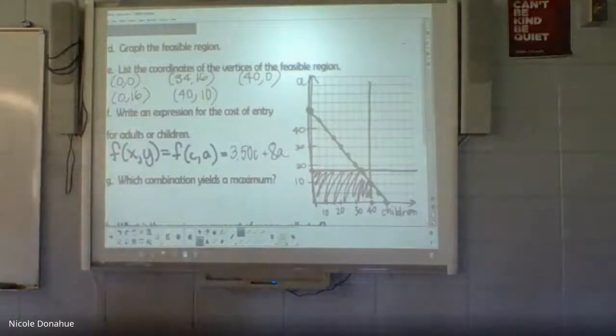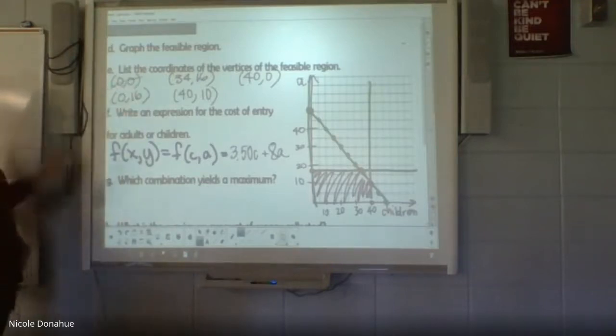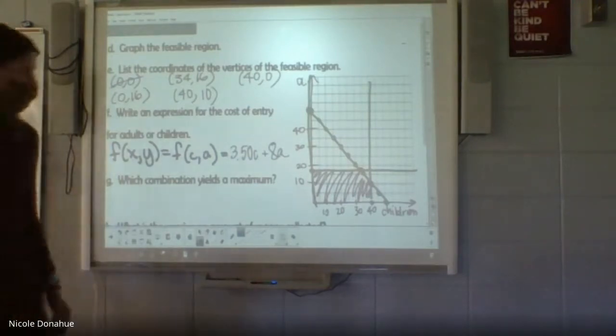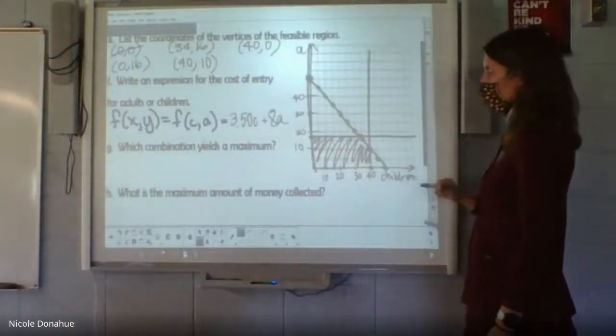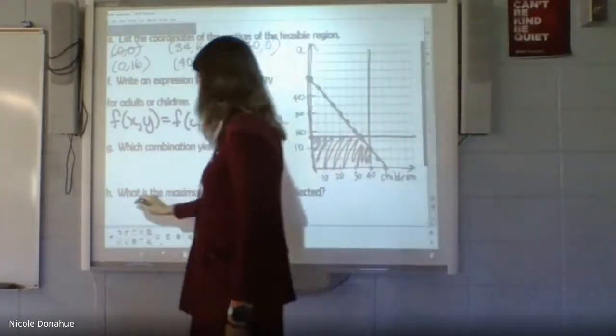So we want to figure out which combination yields a maximum. Which one would give us the most money for our situation? And you might have some guesses right away. Hopefully you'd throw out 0, 0. That doesn't seem like it would be the one that would give us the most profit. So which ones do you guys want to try? There's probably only a couple that you even worry about. What do you think? 40, 10.